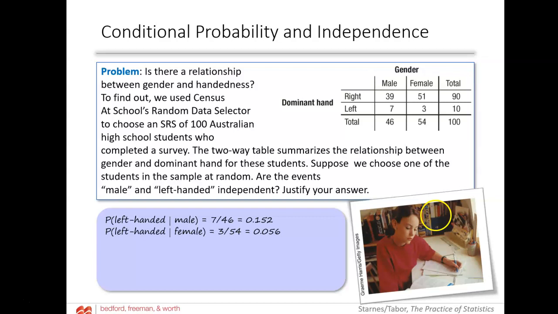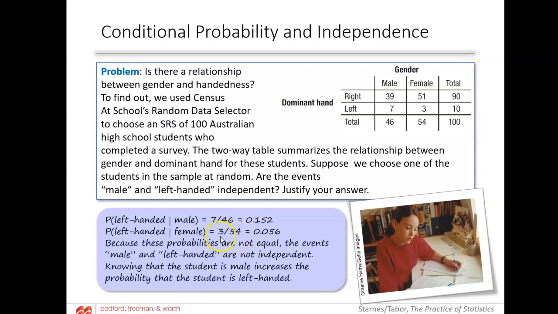So they calculated the conditional probability that someone is left-handed given that they're male, and that came out to 0.152. And then they did the complement to that given component, so left-handed given that you're female. That was 0.056. So with these not equaling each other, that means these are not independent events. Because these probabilities are not equal, the events male and left-handed are not independent. Knowing that a student is male increases the probability that the student is left-handed. They're pointing out here that within the male condition it's 15% versus female, which is between 5 and 6%.